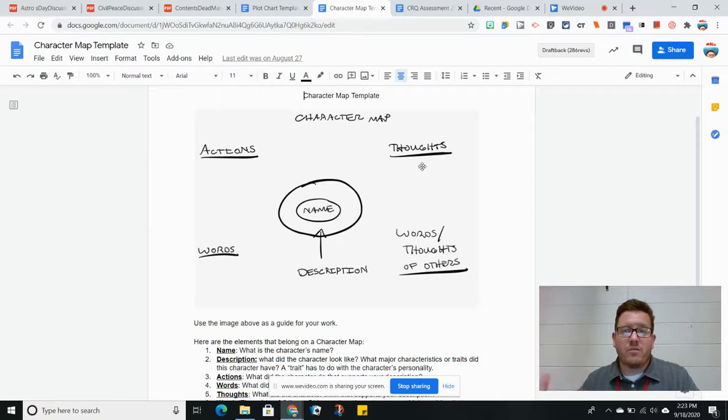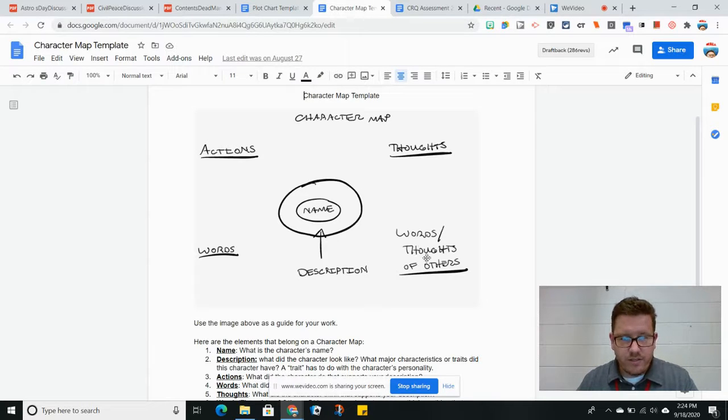You might have to use some of the actual narration. The narrator will tell us what's going on inside of the character's head, especially in Contents of the Dead Man's Pocket. We get a lot of time in that story where the narrator is letting us know what's going on inside of Tom's head. So put direct quotes.